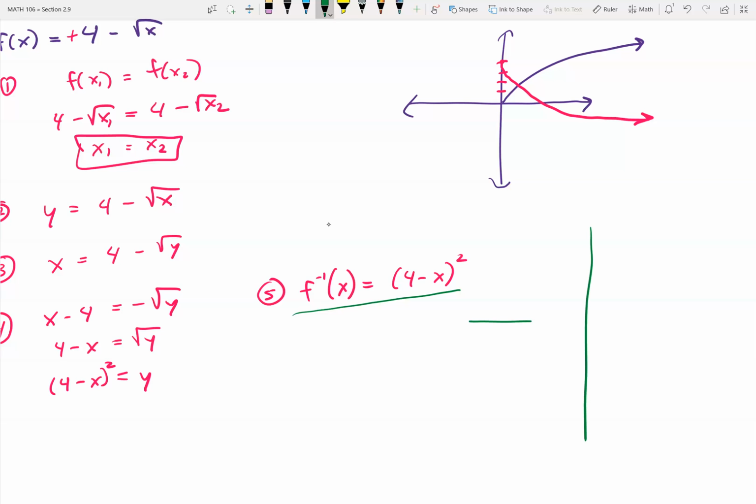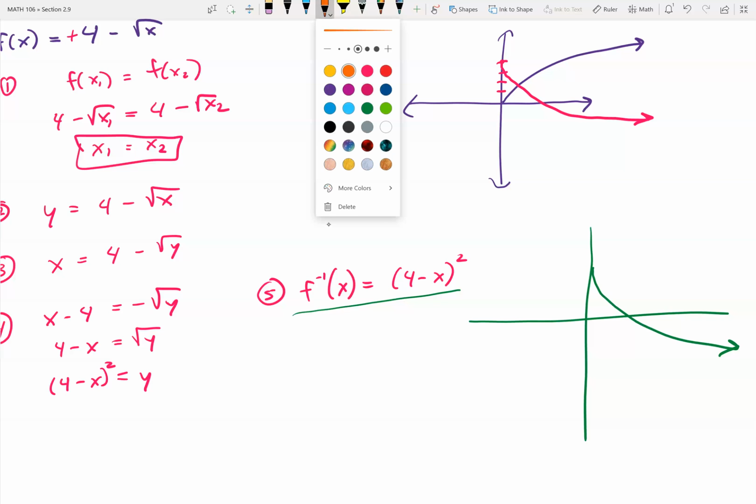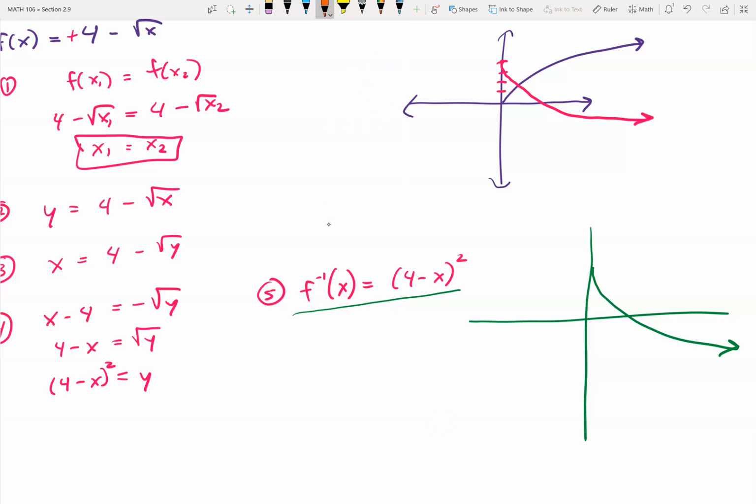So again, here I'm going to put the original function, which was basically this. That was the original function. And then now we're going to have a horizontal shift in the negative direction, right? Because this 4 right here is a plus 4, but it's inside the thing that's being squared. So instead of going right 4, we're going to go left 4. And then we have negative x, which means we're also going to flip it across the y-axis. So we end up getting this. That's the inverse.